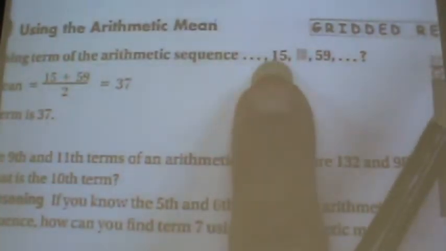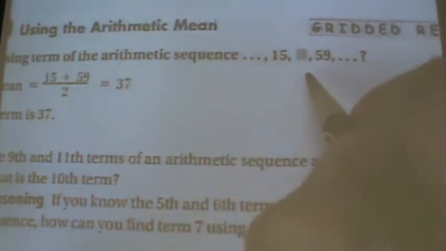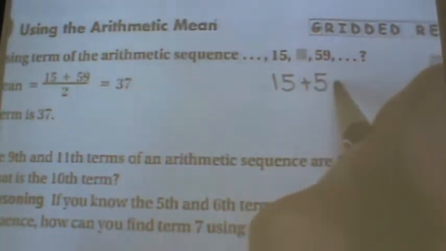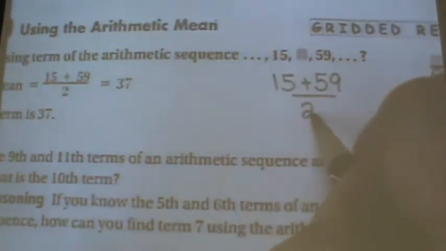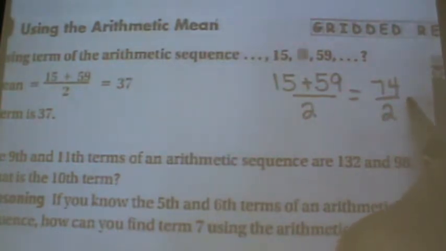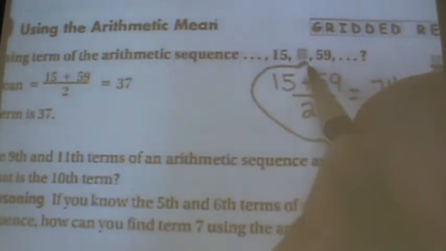So if you get two numbers, for example, they give you 15 blank 59. How do you find this middle term? All you're doing is finding the average. Add 15 and 59 and divide by 2. So what you get is 74 over 2, which is 37. So 37 is the middle number here.